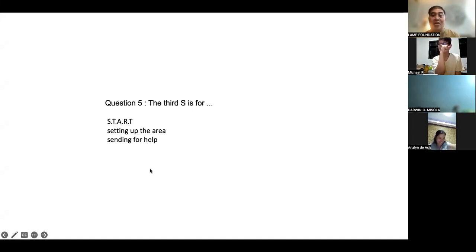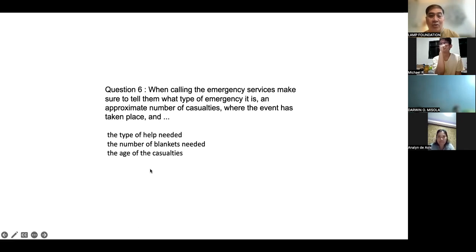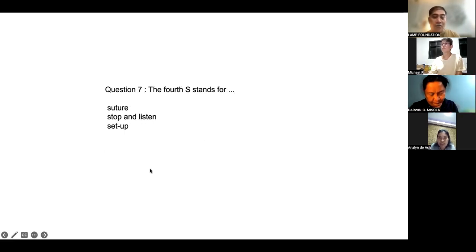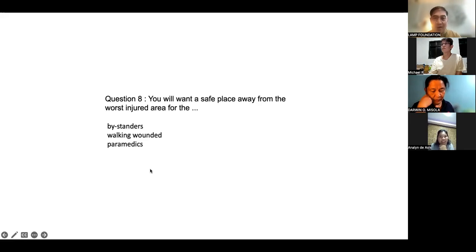Sending for help. Calling emergency services, make sure to tell them what type of emergency it is, an approximate number of casualties, where the event has taken place, and the type of help needed. Okay. What is the fourth S? Set up? Yes. Set up a safe place away from the worst injured area for the bystanders.